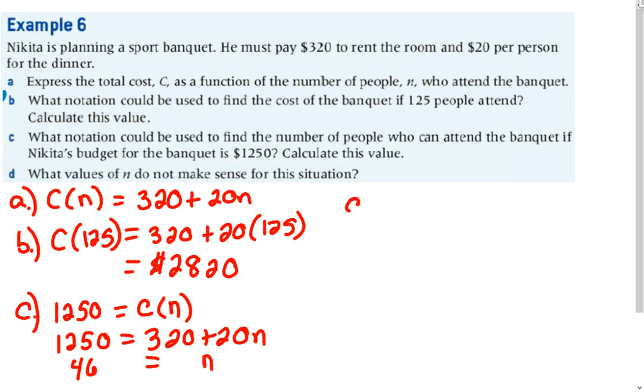And the last one, very similar to the last example that we did, what values of n do not make sense for this problem? So n, again, is the number of people who are attending the banquet. So, I guess nobody could come. Maybe there's a snowstorm or it's just too expensive, whatever it is. But it has to be less than or equal to A. And what does A represent? A is the capacity of the room, so the max capacity.